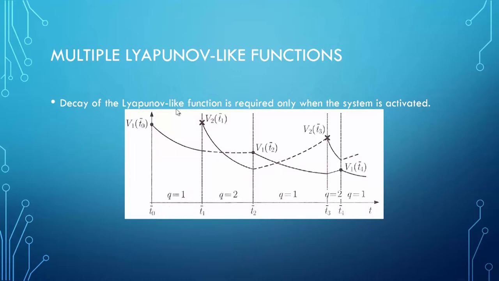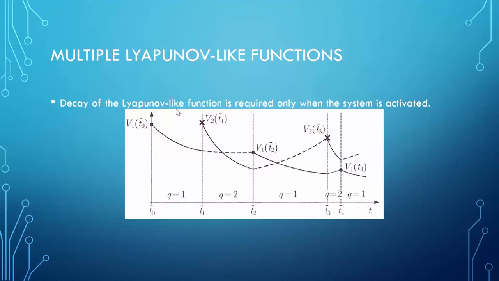But when the switch happens, the switch between Q1 and Q2, in this time slot the corresponding Lyapunov function is V2, and it has to decrease as well. But what happens in the same time slot to V1 is it might increase, but that's fine. Most importantly, when you switch back to Q1, from Q2 to Q1, which is this time point, the V1 value at T2 has to be smaller than V1 at T0. You compare these two.